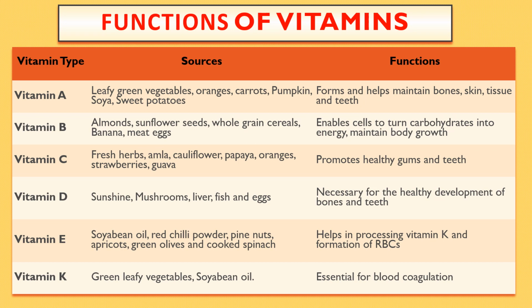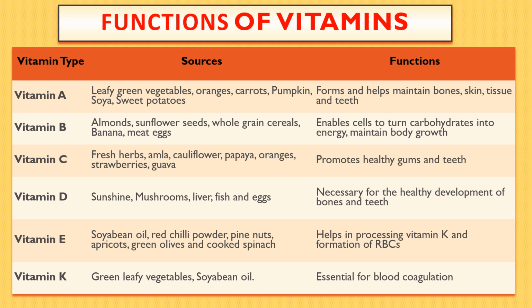Next is vitamin B. It can be obtained from almonds, sunflower seeds, whole grain cereals, banana, meat, eggs. And vitamin B helps the cell to turn carbohydrates into energy as well as maintain body growth. Next is vitamin C. Fresh herbs, amla, cauliflower, papaya, oranges, strawberries, guava are very good sources of vitamin C. It promotes healthy gums and teeth.